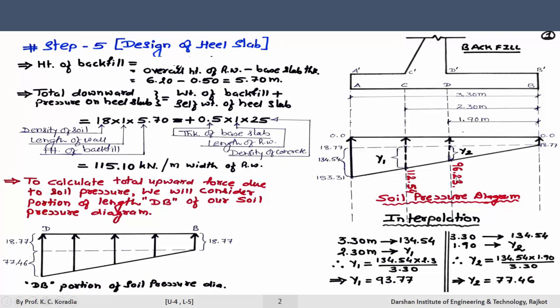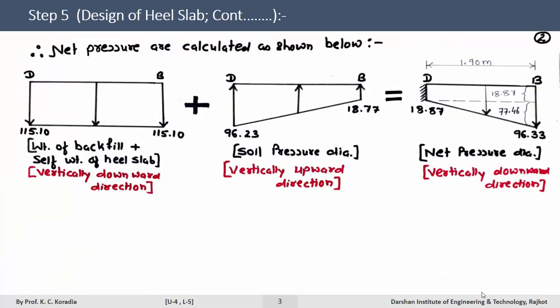The value between 96.23 kilonewton per meter square to 18.77 kilonewton per meter square. This much soil pressure diagram is acting in upward direction on the hill slab. Therefore, the net pressure are calculated as shown below.